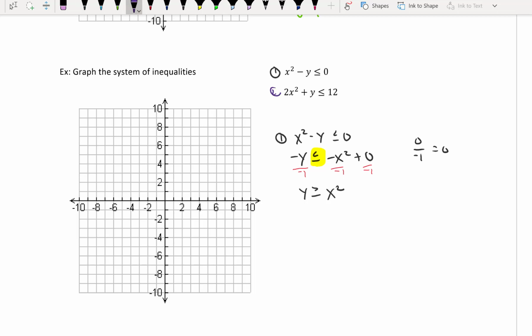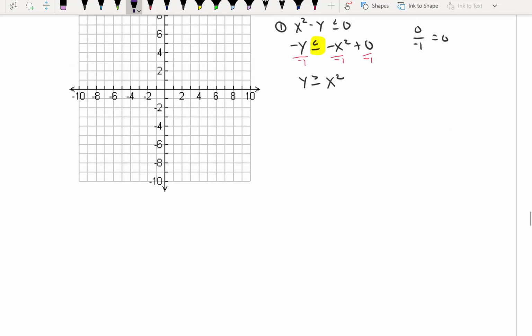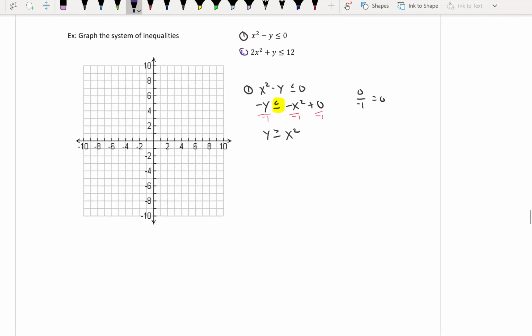Now I'm going to look at my second equation here. For my second equation, I have 2x squared plus y is less than or equal to 12. So I'm going to move the 2x squared over so that y is less than or equal to negative 2x squared plus 12.